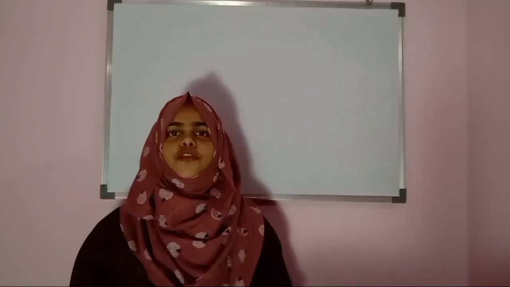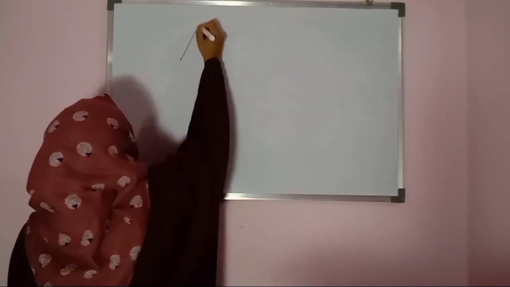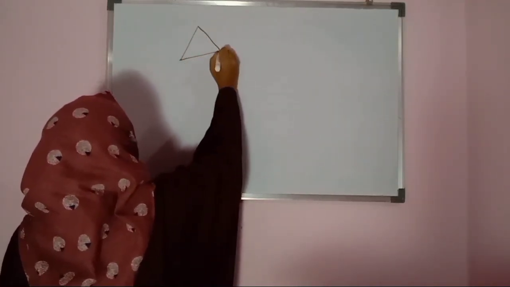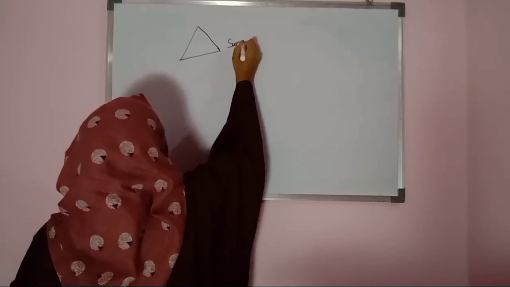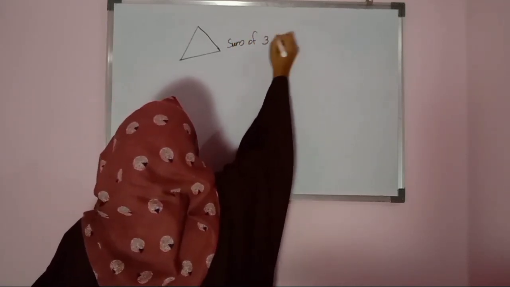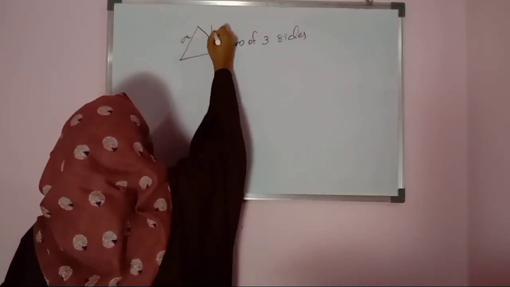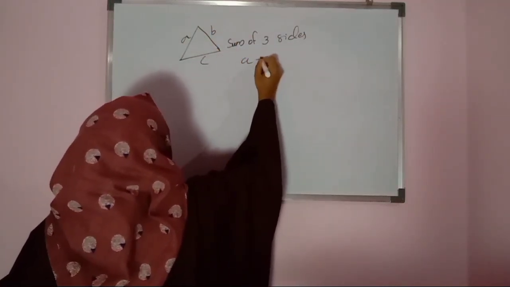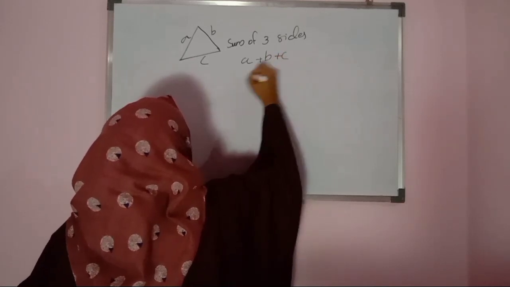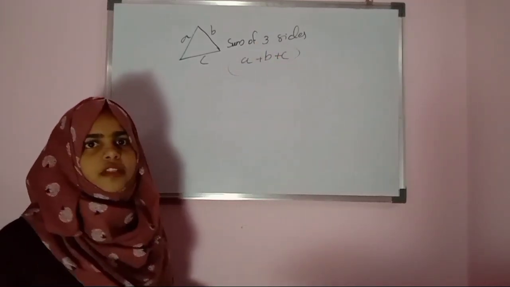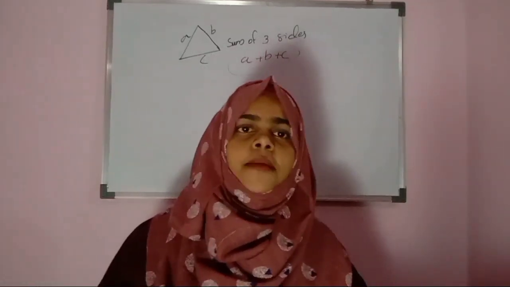Now we are going to discuss the perimeter of a triangle. Perimeter of a triangle means perimeter will always be what? Sum of three sides. If this is A, this is B and this is C, A plus B plus C will be what? Perimeter of the triangle.